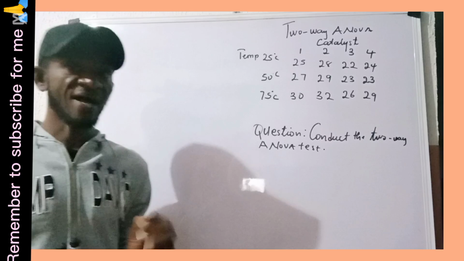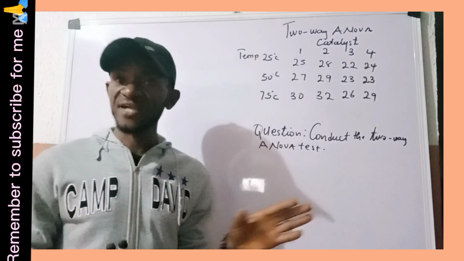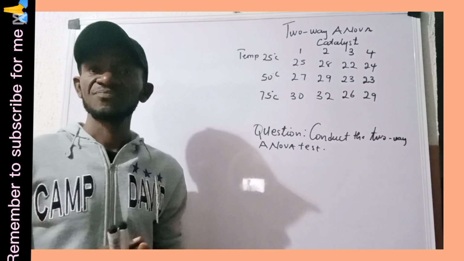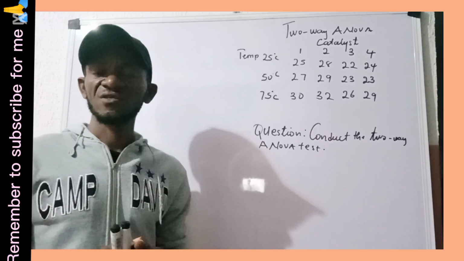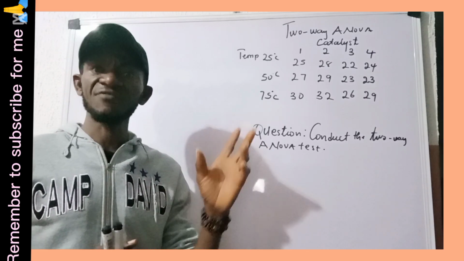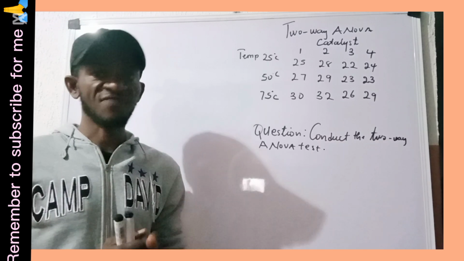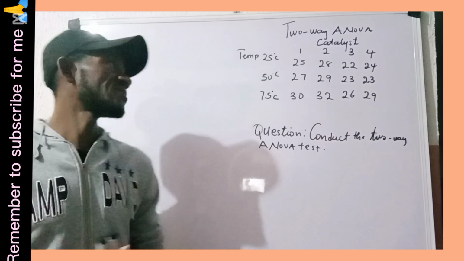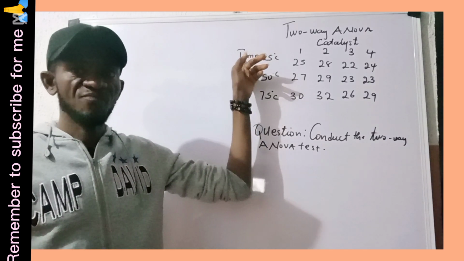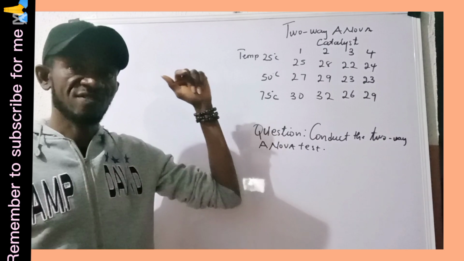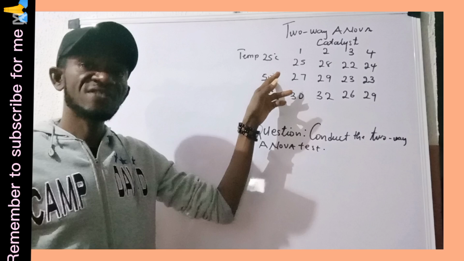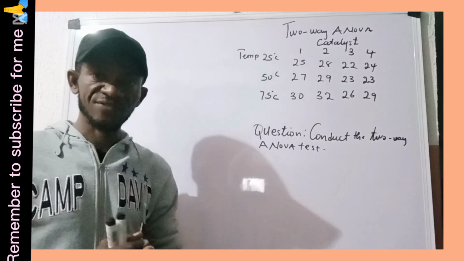And of course, we should remember that in two-way analysis of variance, or in general in ANOVA, the interest is to know if there is any statistically significant difference in the mean levels coming from the factor. For instance, here is temperature, which is a factor. And this temperature has three levels: 25 degrees Celsius, 50 degrees Celsius, and 75 degrees Celsius.